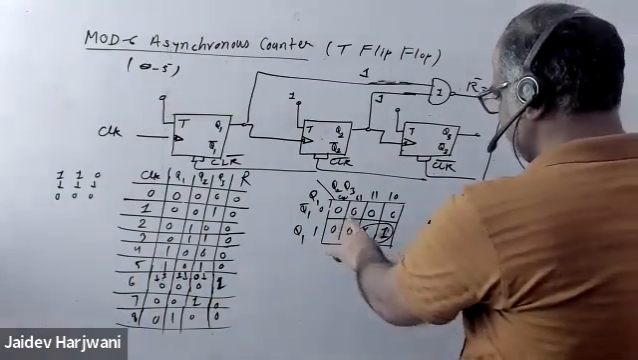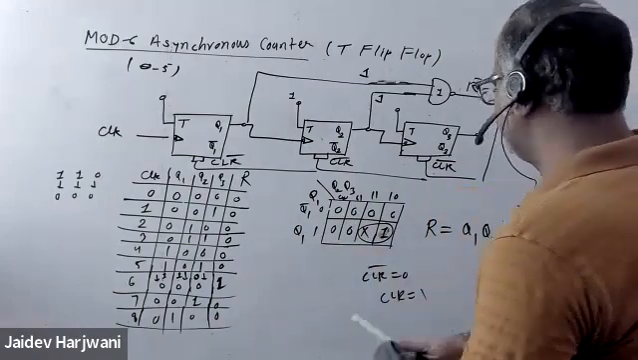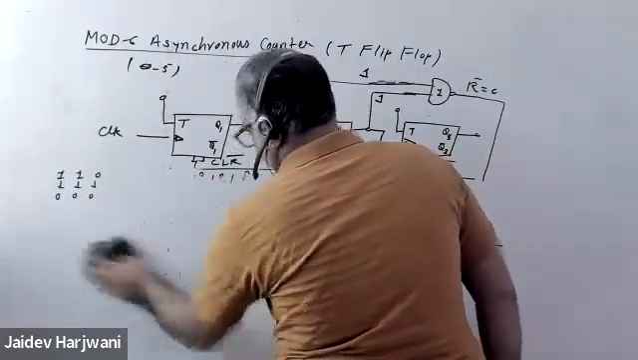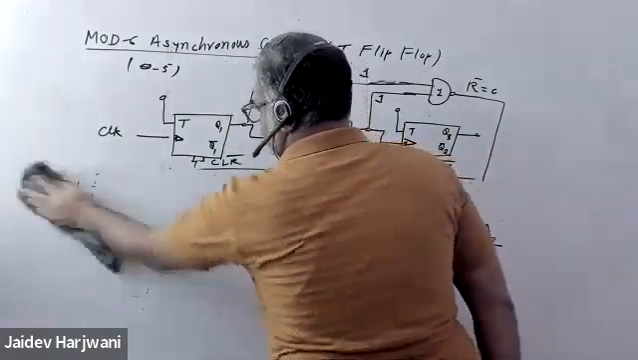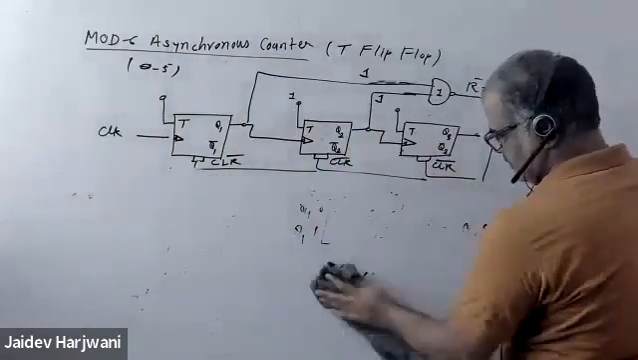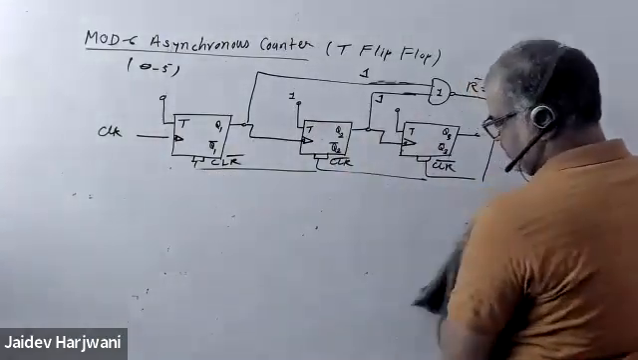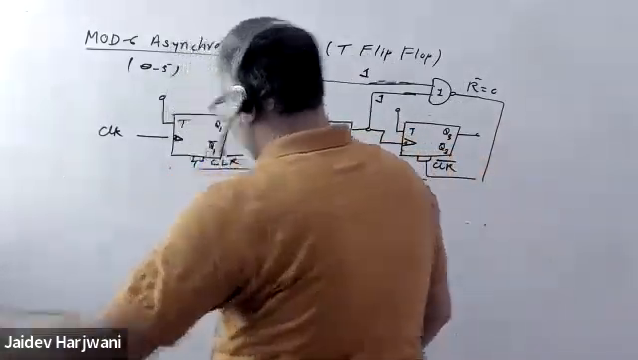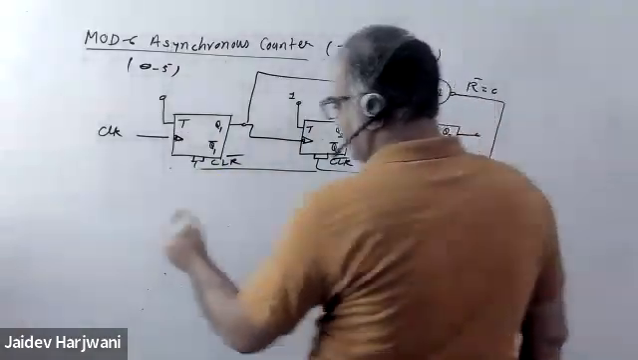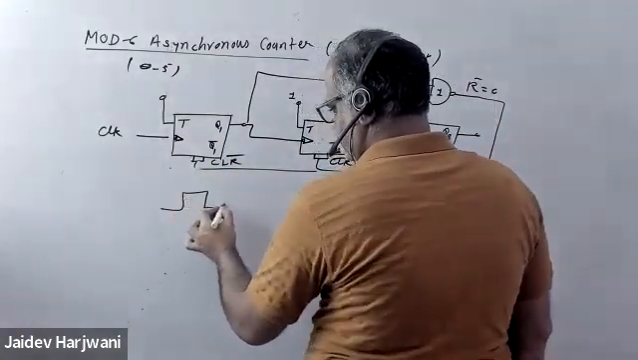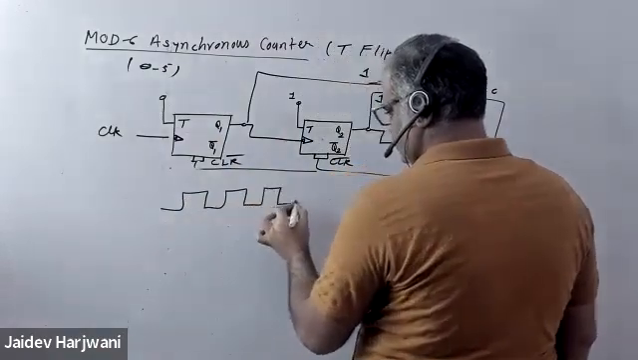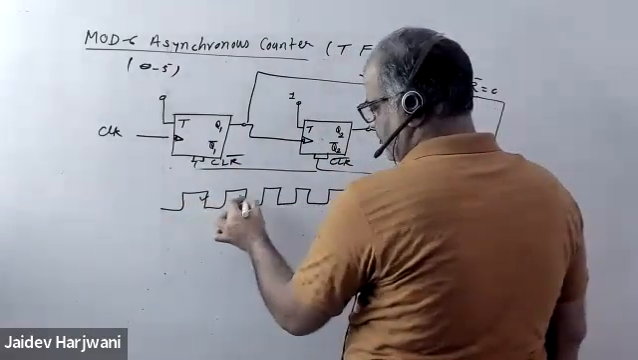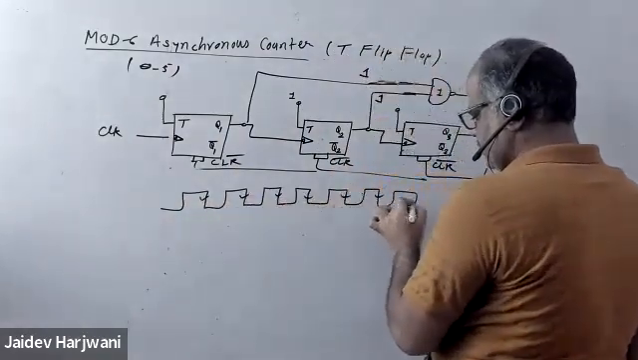So this is 0 0 1 1 1. Okay, I think this should be correct. Okay, now let me make the table for this one. Now you are giving a clock. It will be clear now, it is easy. So this is you are giving clock.